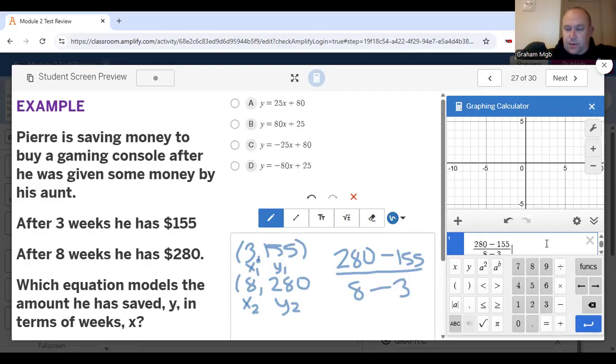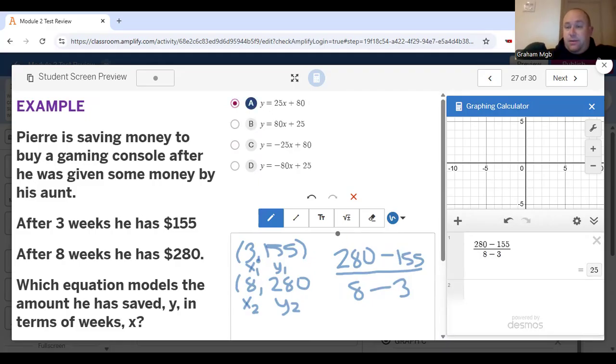And if I click on here, I should, oops, it's not scrolling for me. There you go. You can see the answer is 25. So that means once we know our slope, we know our equation is y equals 25x. And as this is multiple choice, we don't actually need to go any further.